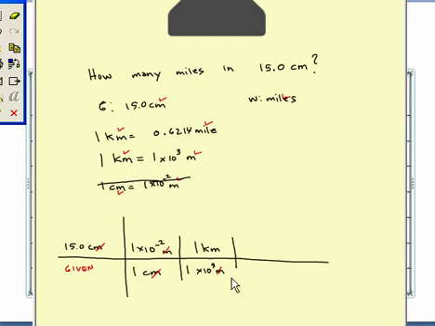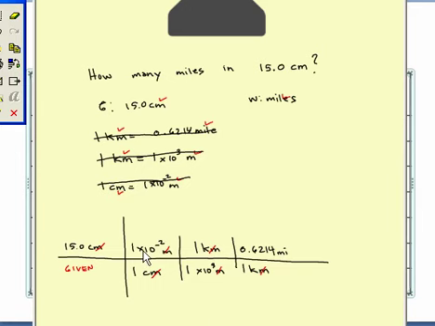My meters cancel out. Meter divided by meter is 1, and I have kilometer up here, which is not the unit that I want, so I need to cancel that out. And I've used this conversion factor. Now this conversion factor is what's left. 1 kilometer goes on the bottom, and 0.6214 miles goes on top. Now I have used all of my conversion factors, and all of my units have canceled out except for the one that I want. So now I have to do the math.